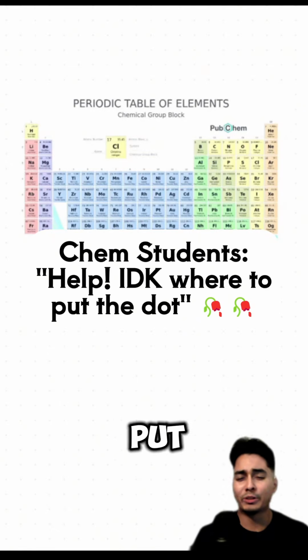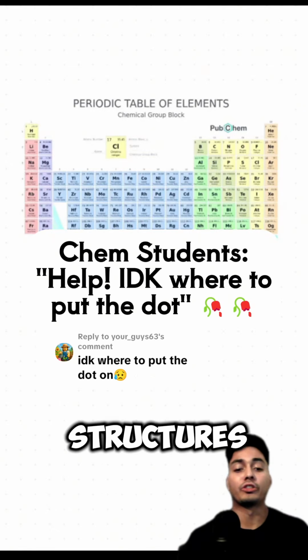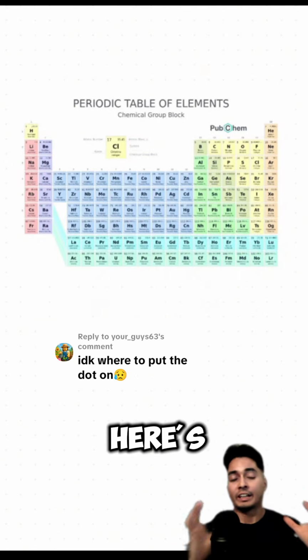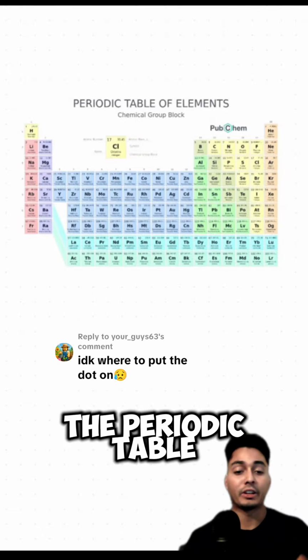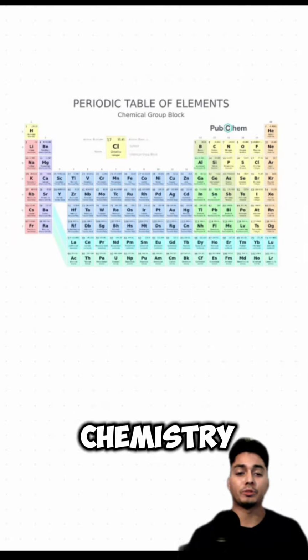Help, IDK where to put the dot. If you're learning about Lewis structures and you don't know where to put the dot, here's a tip for you. Bestie, look at the periodic table, bestie. Okay, the periodic table is your bestie for chemistry. Here's what I'm talking about.